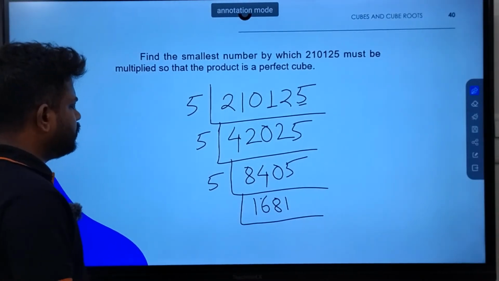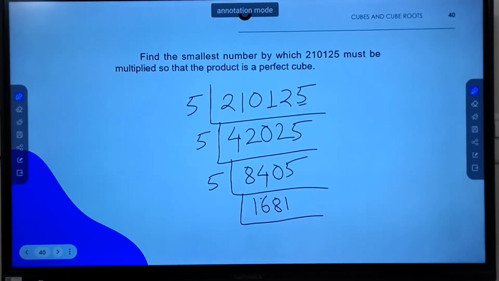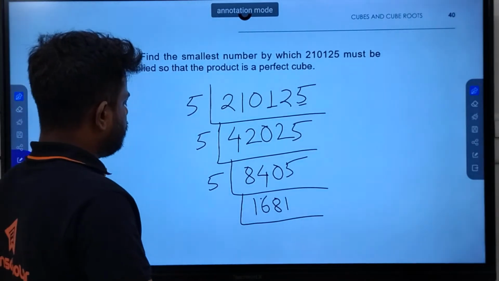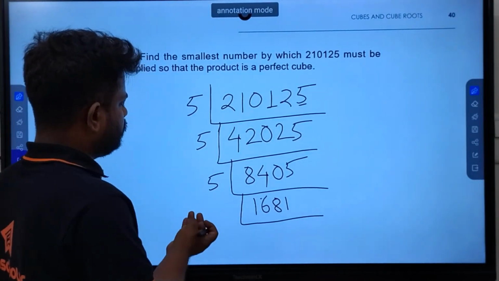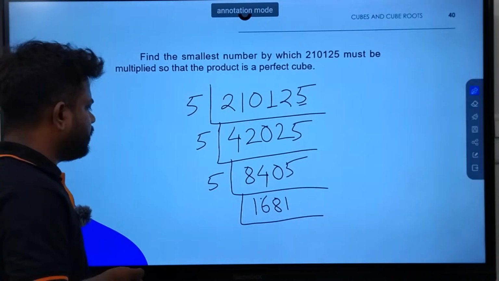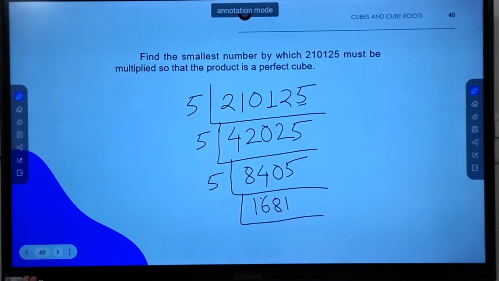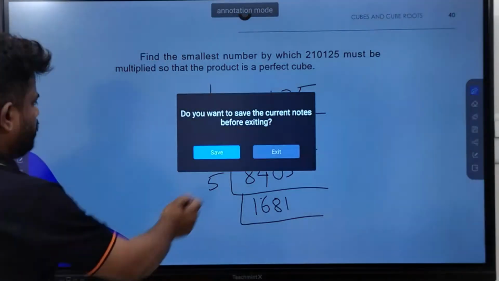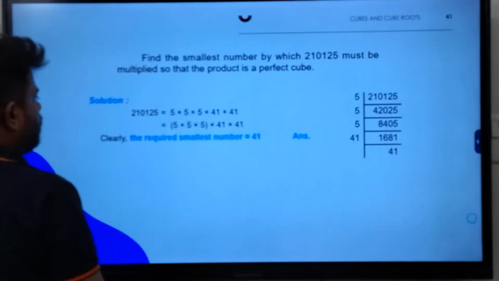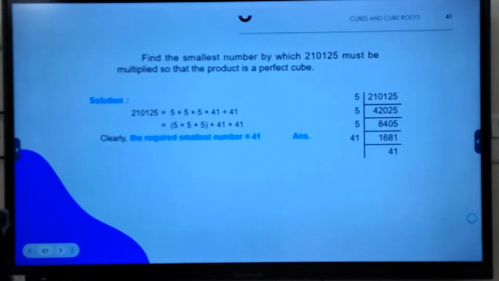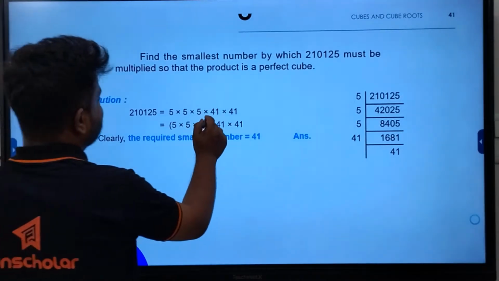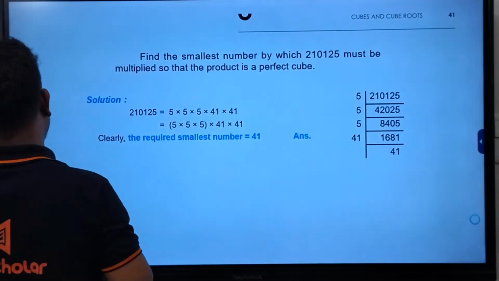So again 7 7, not 9, not 9, 9 7, 8 1. Okay, so just look at this one, it will be divisible by 41.